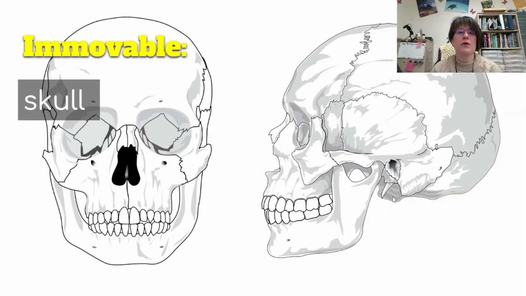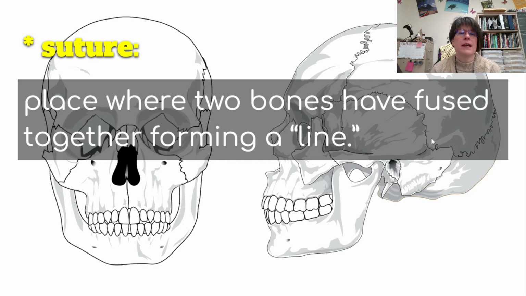You also have immovable joints, like in the skull here. We can see those immovable joints where these lines are in the drawings. And those lines are called sutures. These are places where two bones have fused together, forming a line. Just think of sutures that a doctor uses to close a wound. They fuse the skin together so that it can heal. And so that's the idea here of the suture.